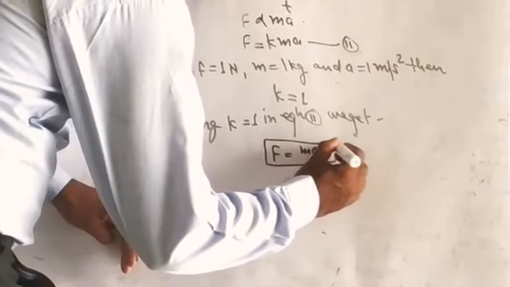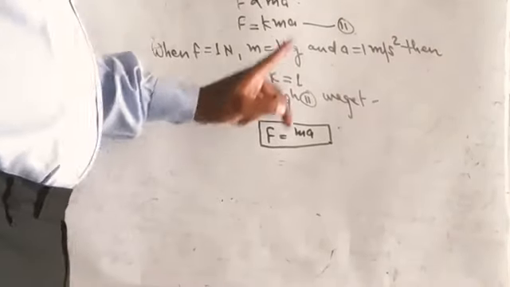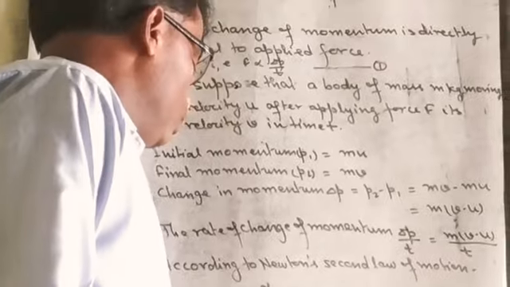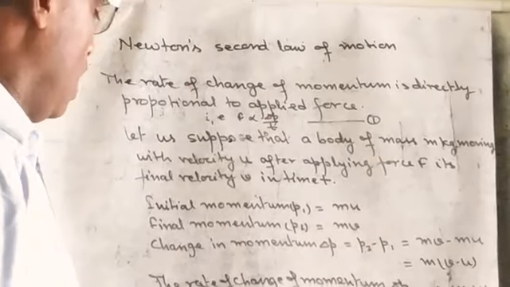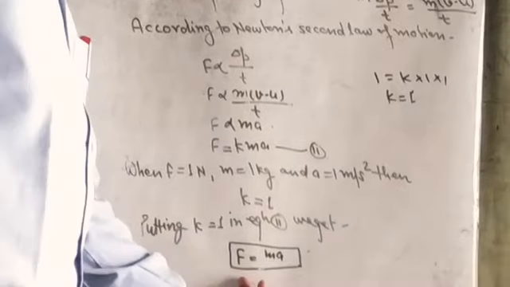This means the applied force is equal to the mass of the body into the acceleration produced in the body. This quantitative value is given by Newton's second law of motion. After this, we can also define Newton's second law in terms of this formula.